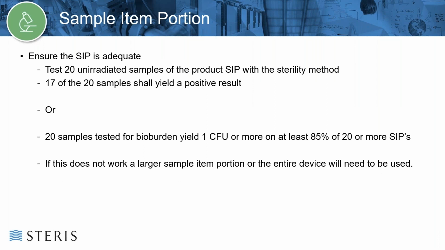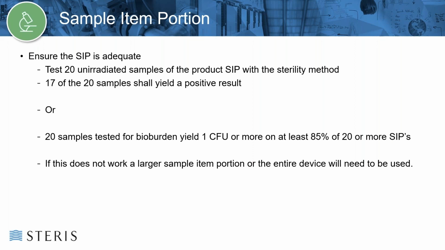In ISO 11137-5, section 5.2.5, there is a test detailed, which is to ensure that the sample item portion selected is adequate. And this is done through one of two ways. Either there's a test of 20 unirradiated samples of the product, where the SIP with the sterility test method is performed.